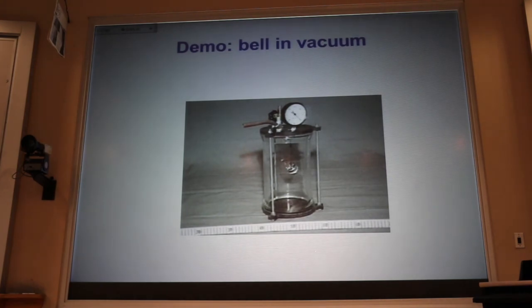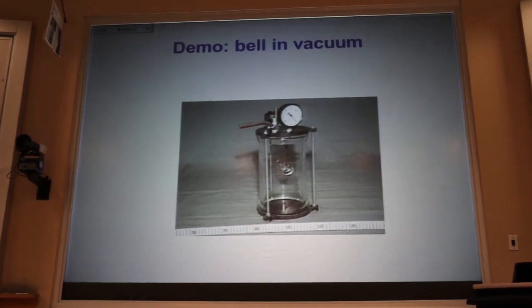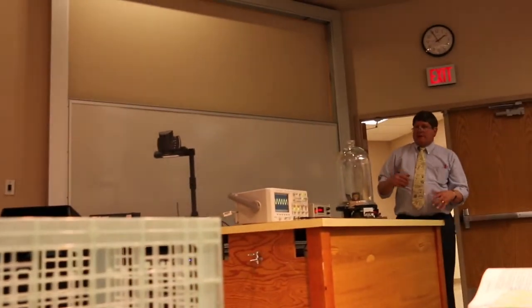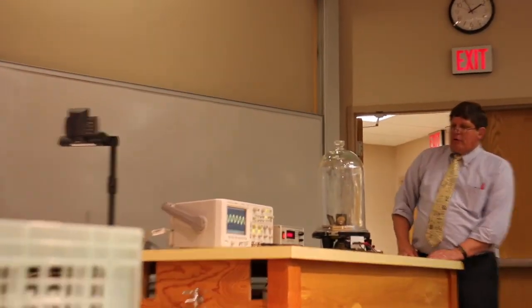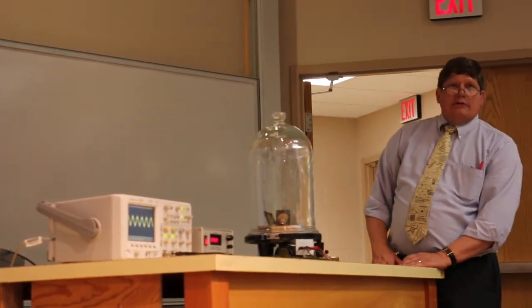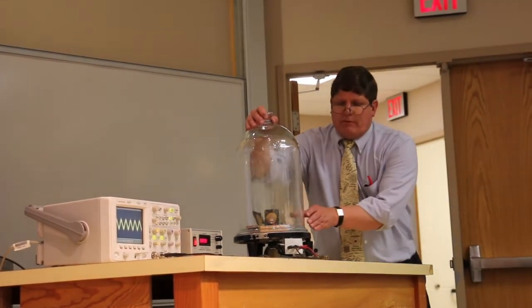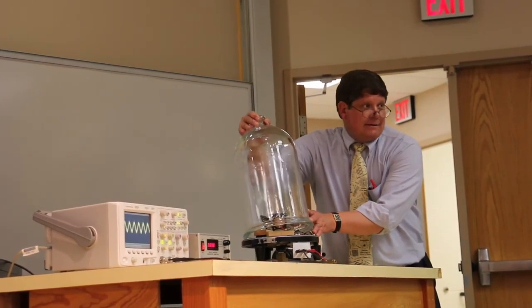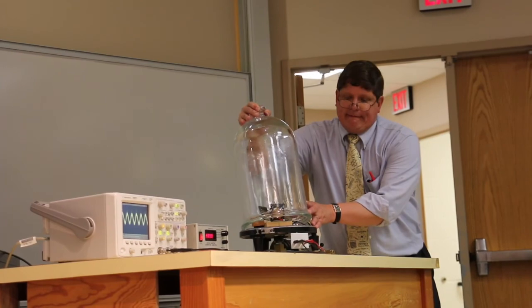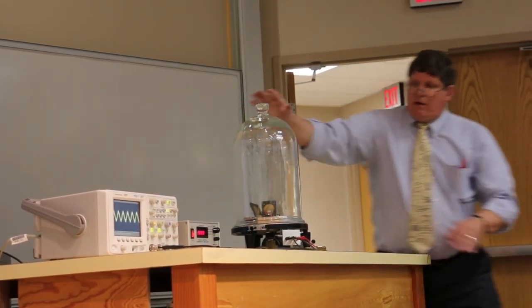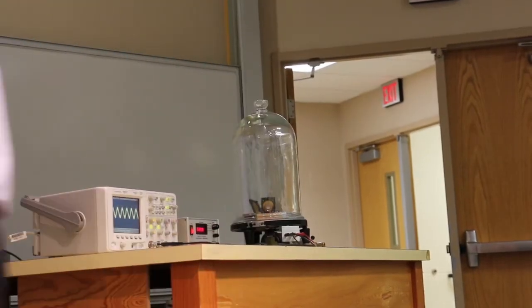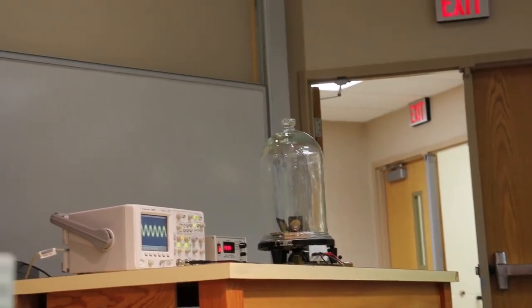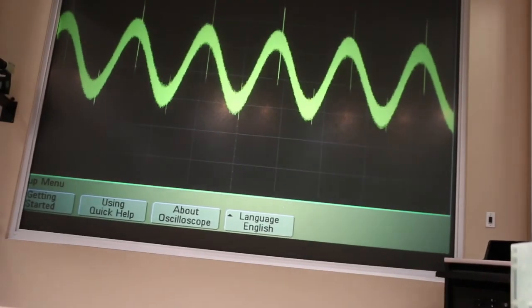Now, I have here a speaker, a bell, if you will, and also a microphone to pick up that sound. If I open the bell jar, can you hear it in front? Okay. Now, on the oscilloscope here, we are registering what's on the microphone. Essentially what sound is being picked up there. When I talk louder, it picks up that.